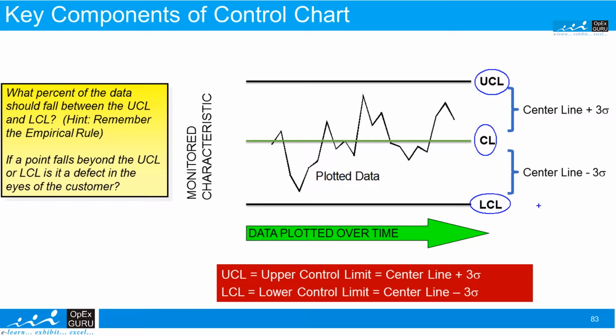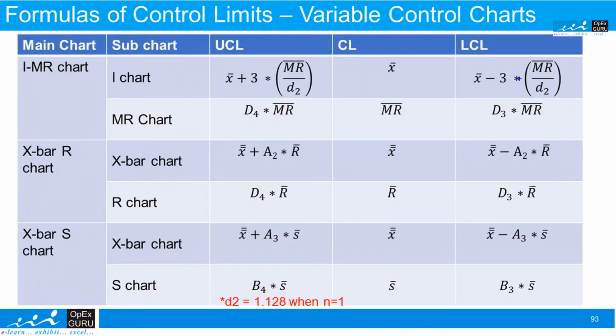Because this is not a specification limit, this is derived from the process variation. Let us understand the various formulas for determining UCL, CL and LCL. This is a table that depicts the formulas for control limits for variable types of control charts. Here we have the IMR chart, the X bar R chart, and the X bar S chart, and these all have different formulas for UCL, CL and LCL. Let's understand only one of them first.